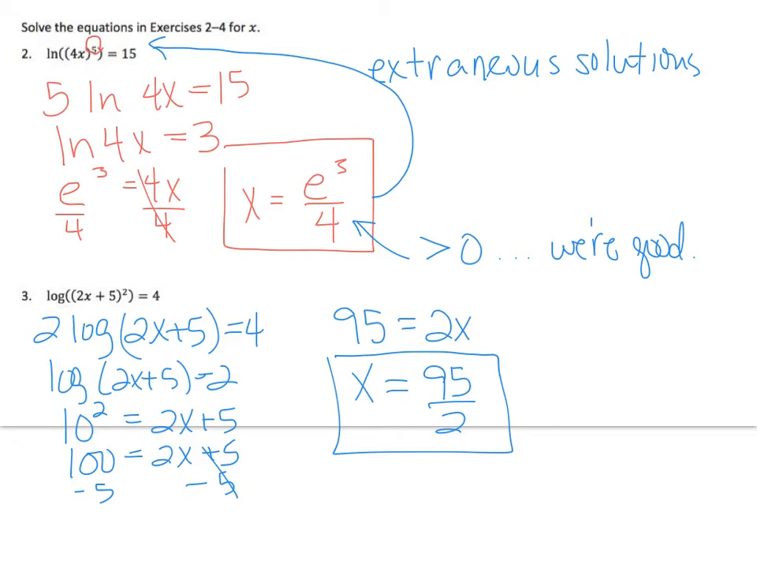And once again, I plug that back into the original equation. Two times 95 over 2 plus 5 is greater than 0. So we're good. It's a defined solution. Okay, you go ahead and try this one. I'm going to push pause.